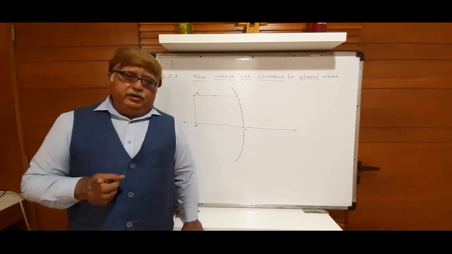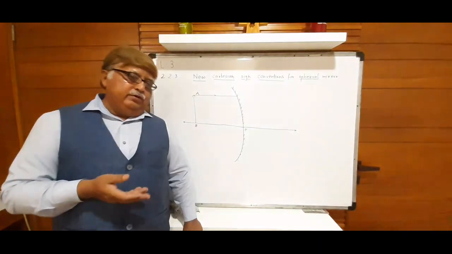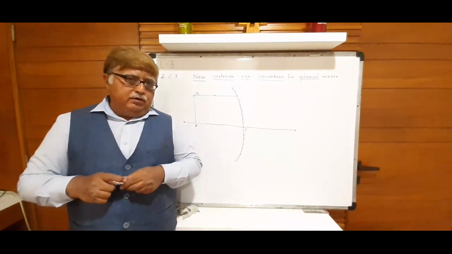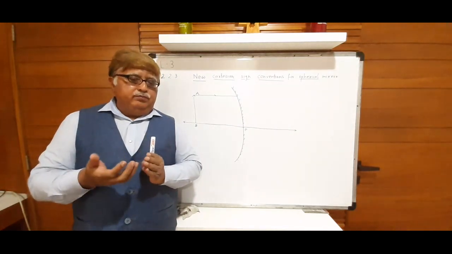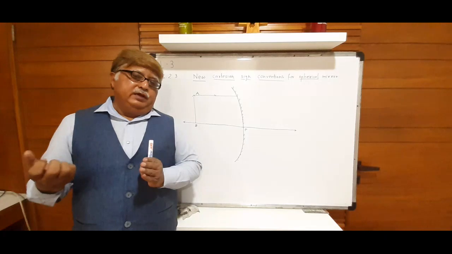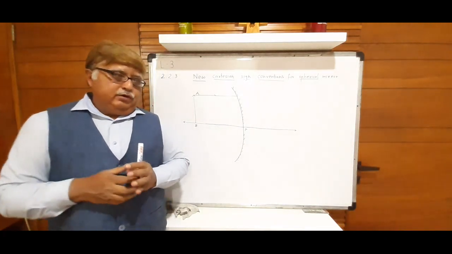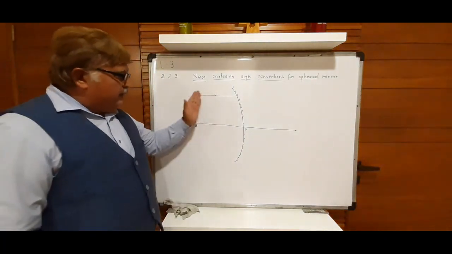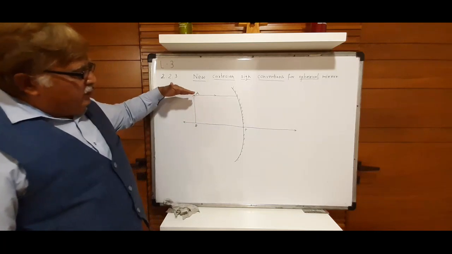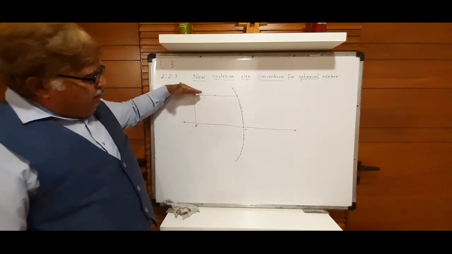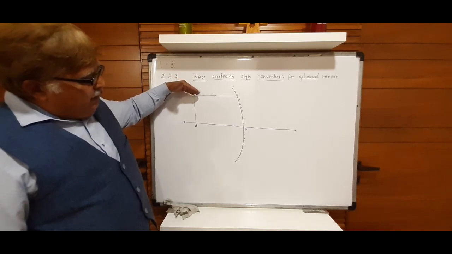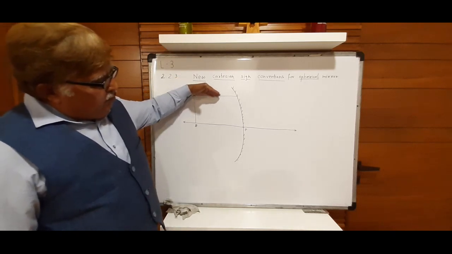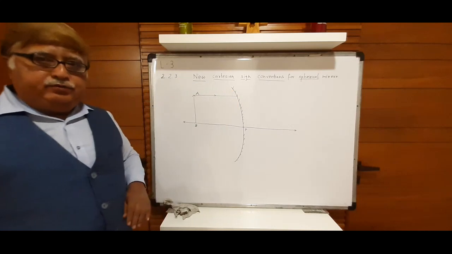For any mirror, we have already seen in the previous lecture 8 diagrams where the object was always kept to the left side of the mirror. Because the object is to the left side of the mirror, the incident ray will emerge from the left side and will be incident on the mirror from the left side.